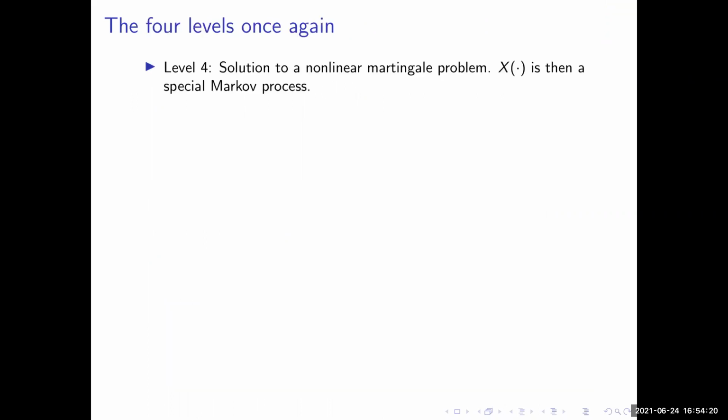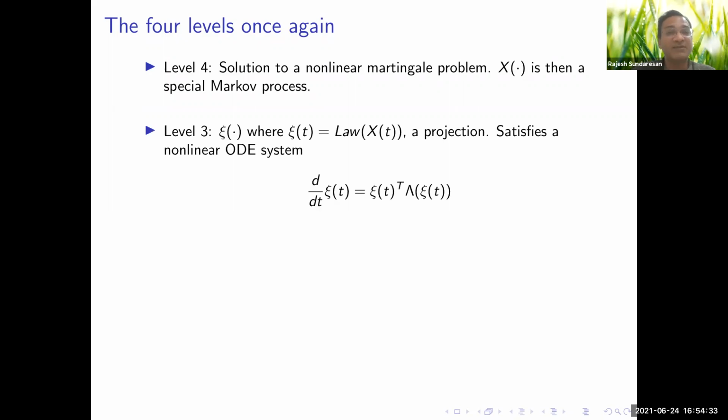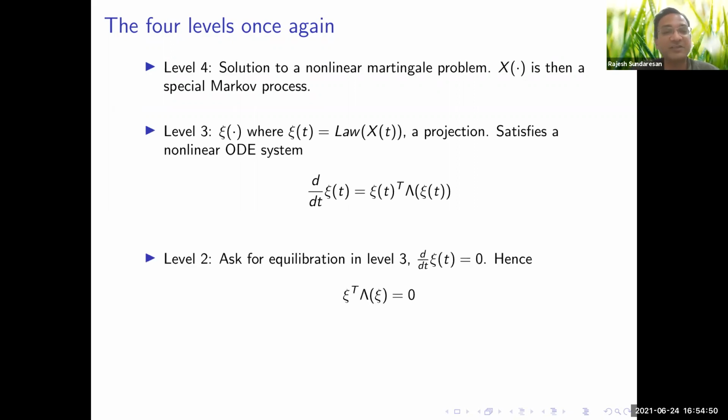Okay. The 4 levels, once again, just to review what we have seen thus far. Level 4 is at the level of laws of processes, and its solution to a nonlinear martingale problem. Level 3 is at the level of measure valued flows. You can think of it as a sort of projection from level 4, but it's a solution to a nonlinear ODE system, particularly the McKean-Vlasov equation. It's called the McKean-Vlasov equation in this context.